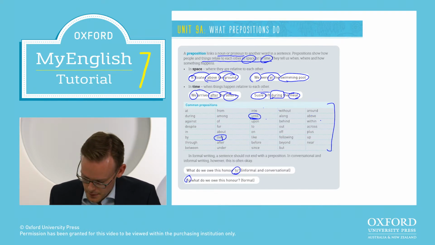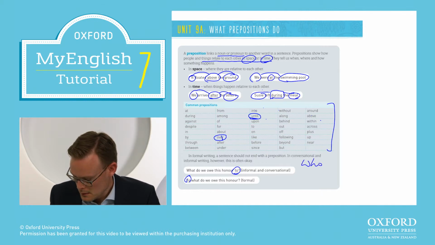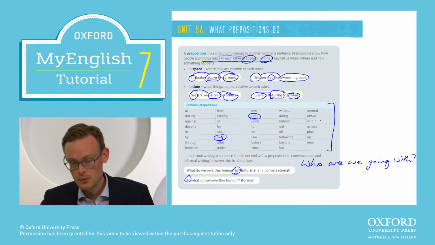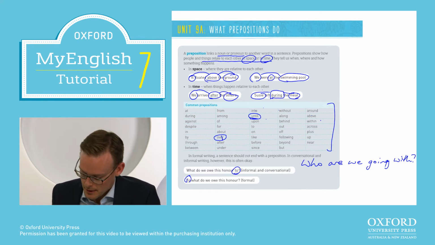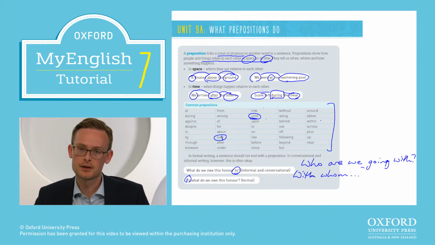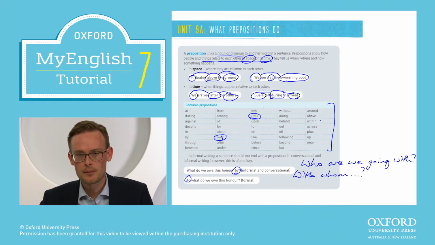Or if we were to say something like, who are we going with? That would make sense, and it's usually the way that we would speak in conversation, or it's probably the way that we would write as well. In formal grammar, we should actually say, with whom are we going? Now that's much too formal for everyday use, but it's good to know that that's the traditional rule of grammar, that you wouldn't end a sentence with a preposition.